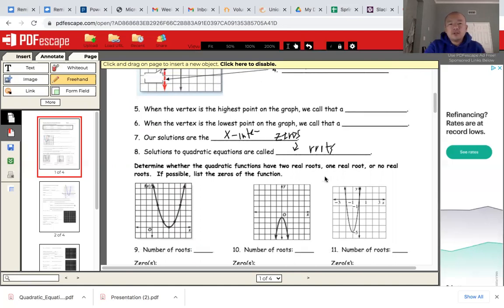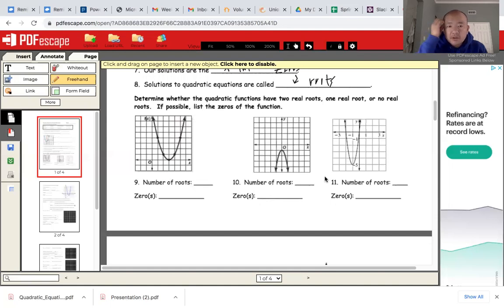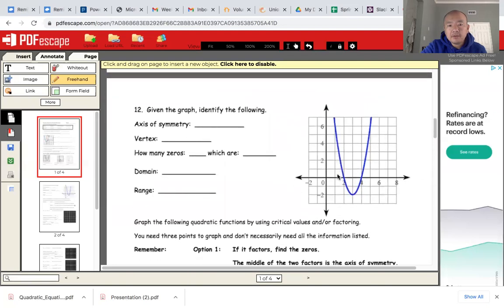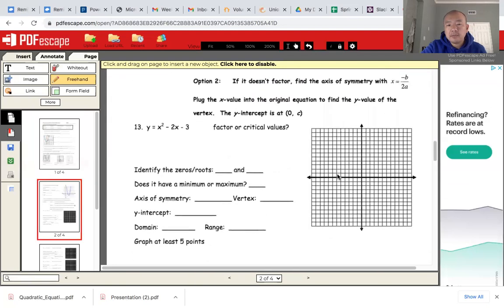Determine whether the quadratic functions have two real roots, one real root, or no real roots. For numbers 9, 10, and 11, you're trying to find where the parabola hits the x-axis, and you have to tell us whether it does or it doesn't. If it doesn't, then you're not going to have any roots or solutions. If it does, then you're going to find out where the parabola hits the x-axis.